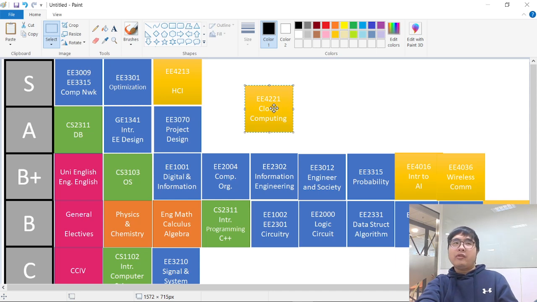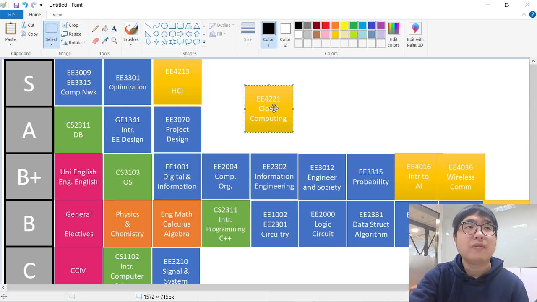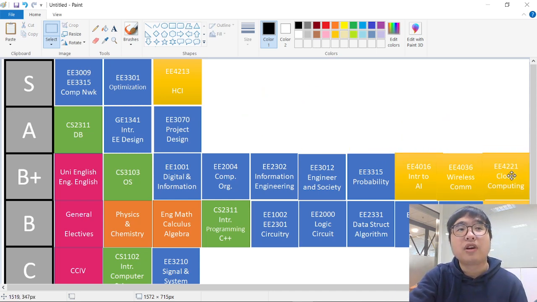However, the instructor was one of the most boring instructors that I had in CityU. He literally just read his scripts, or just read the PowerPoint. The PowerPoint is full of text, and I think he just straight up read from the first word to the last one. And that's why I'm giving it a B plus, even though I like the content a whole lot. I'm giving it a B plus.